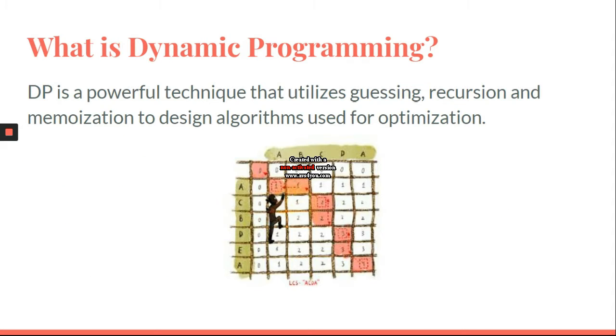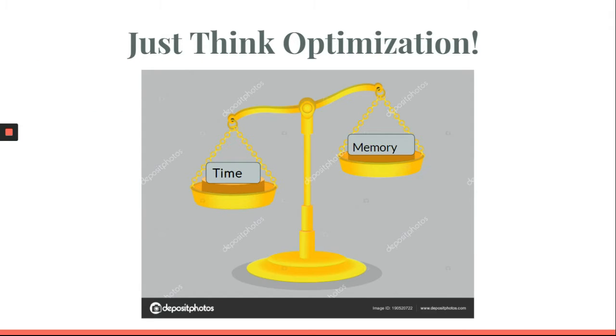So let's talk about first, what is dynamic programming? Dynamic programming, or DP, which is how I'm going to refer to it throughout this tutorial. DP is a technique utilizing guessing, recursion, and memoization, aka memory, to design new algorithms used for optimization. Optimization is all about efficiency. So in DP, we try to minimize the time complexity without too much regard for disk space and memory. Just think optimization. All you've got to do is think about optimization when you think about dynamic programming.